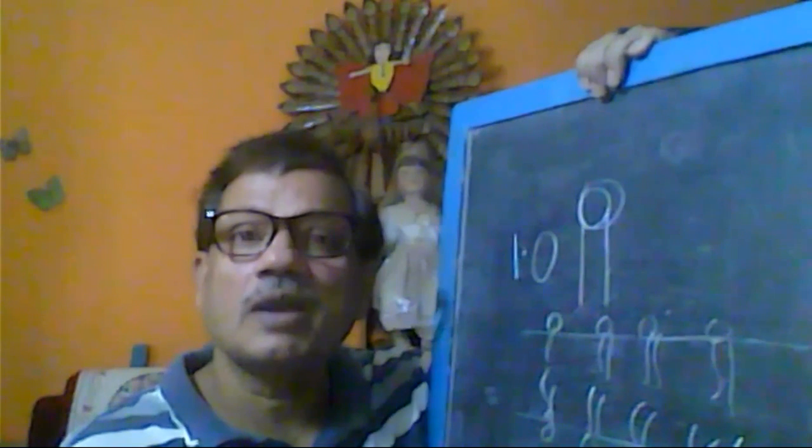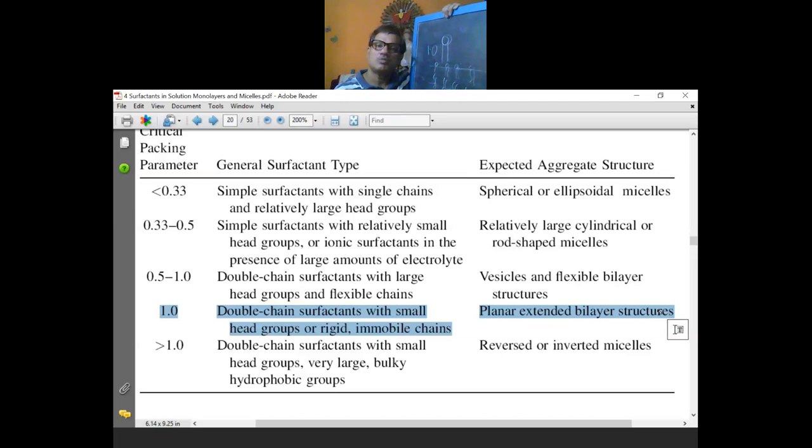Now, if the critical packing parameter is between 0.5 and 1, the hydrocarbon chain is flexible. Sometimes it can expand, it can even contract like this, or sometimes the head group changes, so it would be like this. So they would be able to form vesicles, and being flexible, they will be able to form curved bilayers like this.